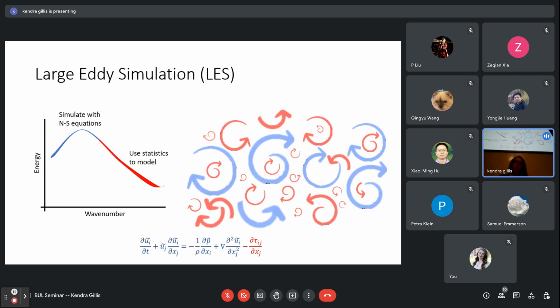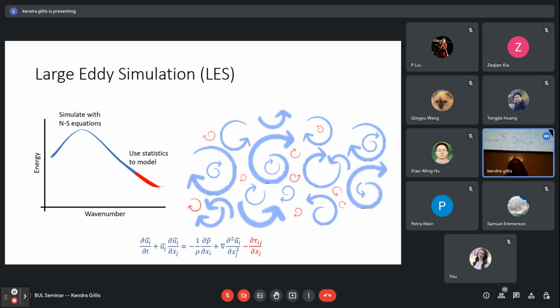And just to help you visualize it, this is if we were modeling more eddies and simulating fewer. So this would be a computationally easier LES. And this would be a computationally more expensive LES if we were to simulate most of the eddies and just model the very, very smallest ones.